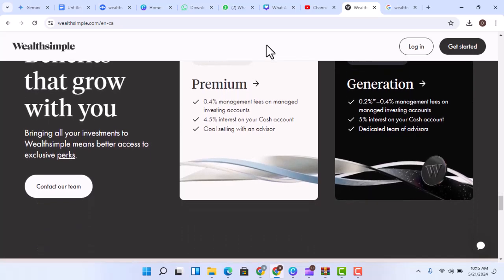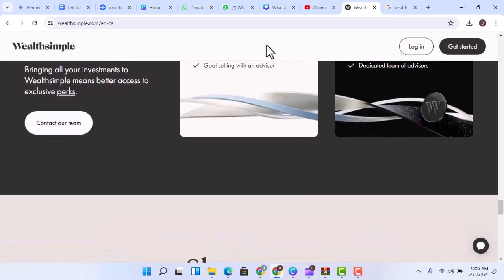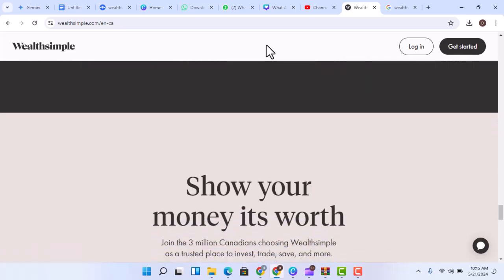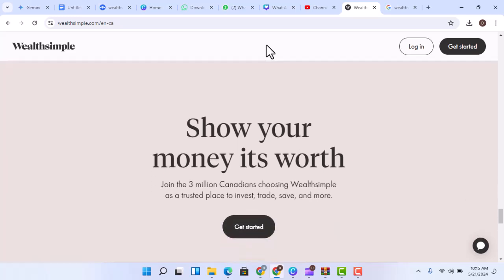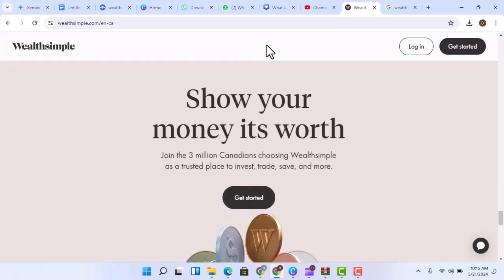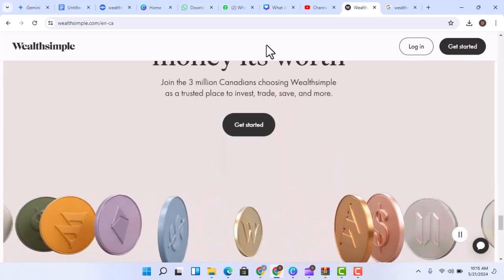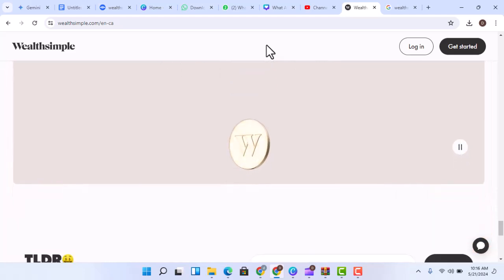Conclusion. While Wealthsimple doesn't charge a commission per trade, there are other fees to consider, such as account fees, exchange fees, and currency conversion fees. Whether Wealthsimple is the right choice for you depends on your individual needs and preferences. By understanding the fees and features of Wealthsimple and comparing it to traditional brokers, you can make an informed decision about where to invest your money.